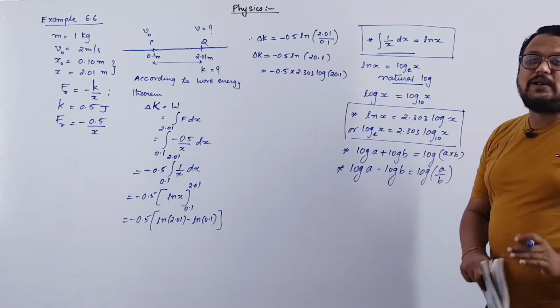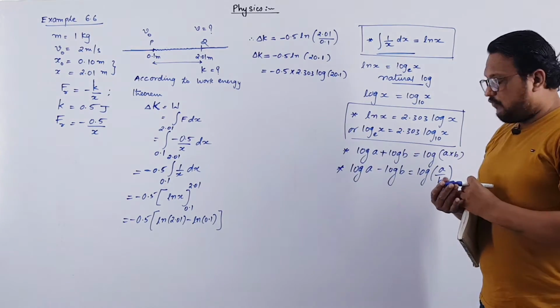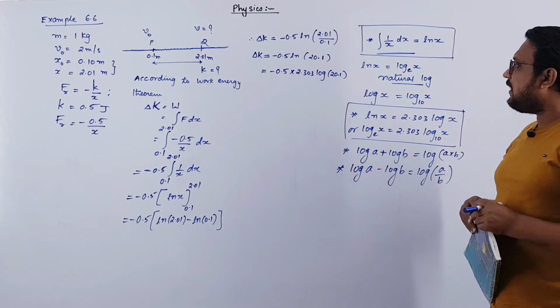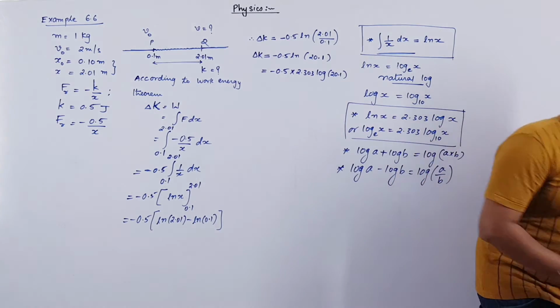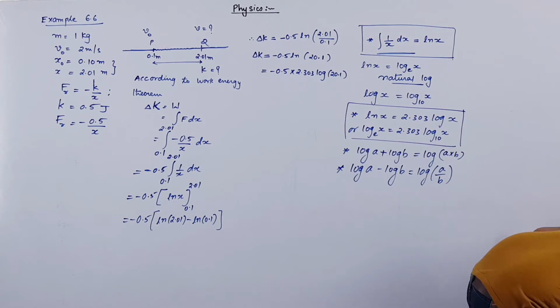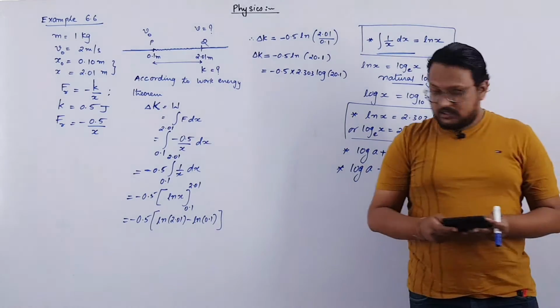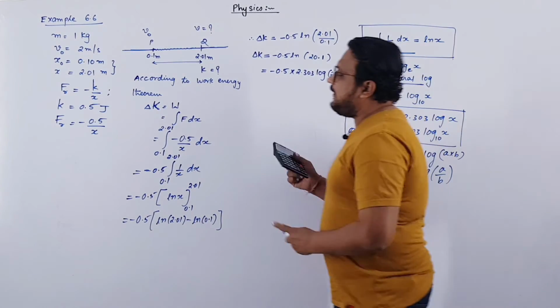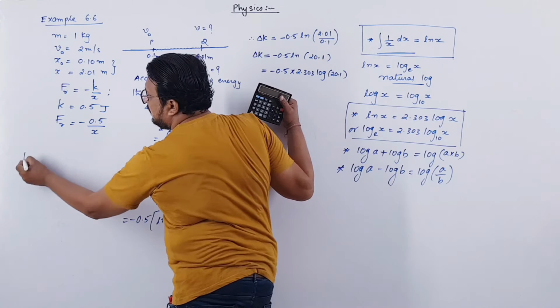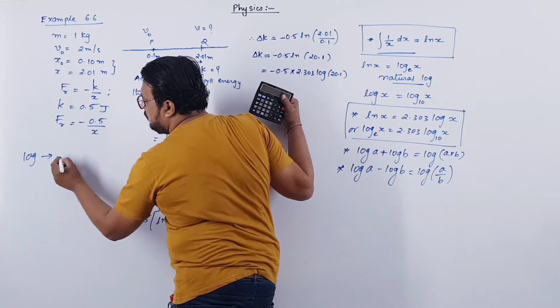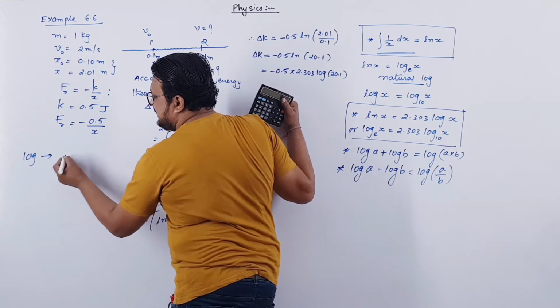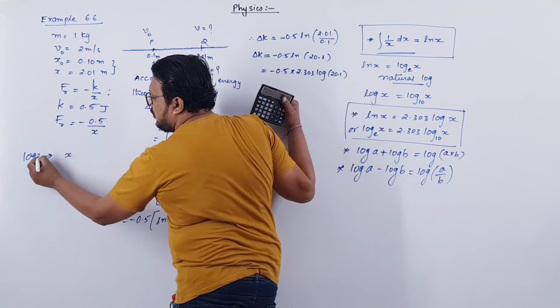2.303 log of 20.1. Now how to find this log? For that you will require a calculator. There is a method which I will write over here. To find log of any number, you have to write that number. Let us say x. We want to find log of x, right?